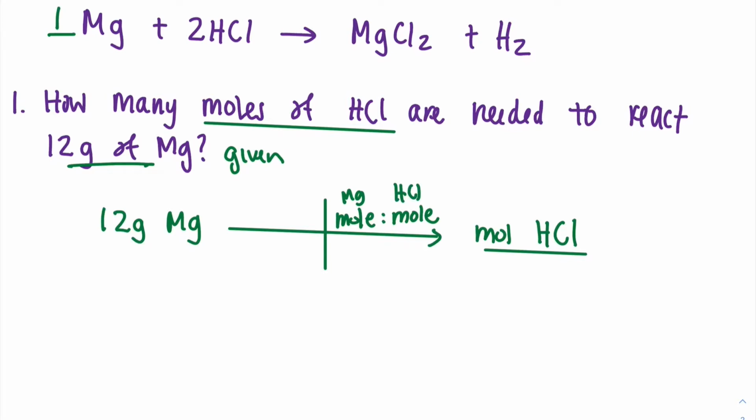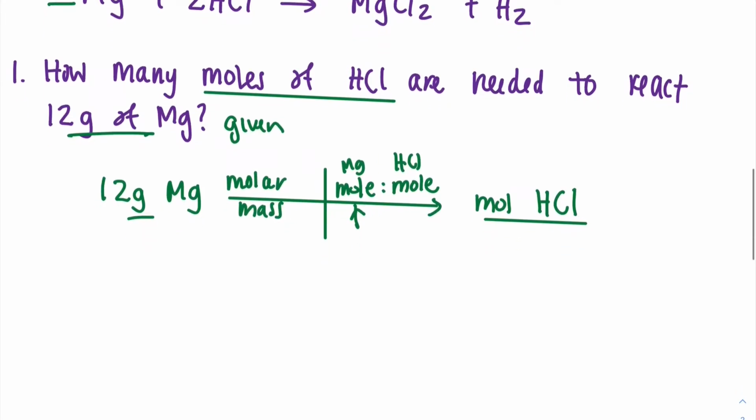Now that sets the stage for what I need for my first conversion factor. I have to convert from grams to moles so that I can use the mole to mole ratio. For that, I need the molar mass. Now that I have my roadmap, I can set up my dimensional analysis problem.